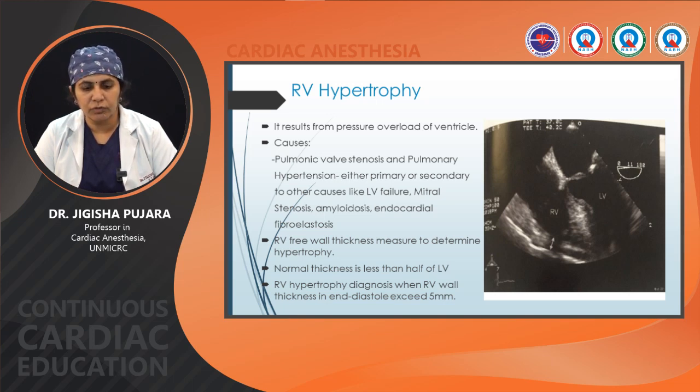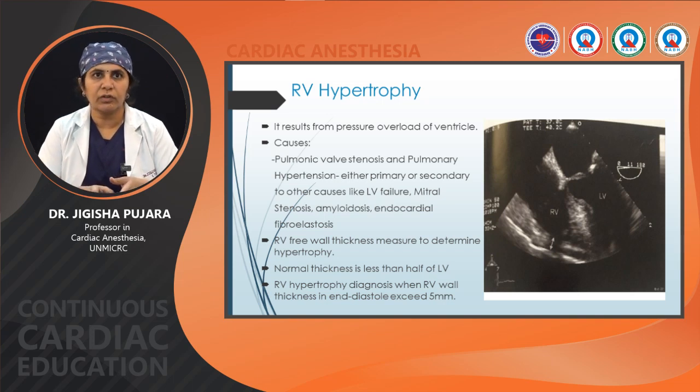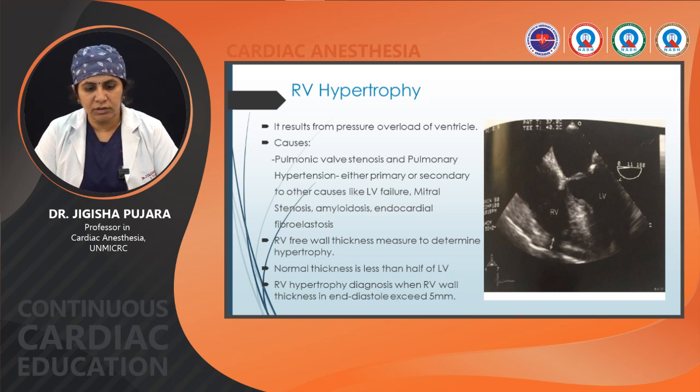Right ventricular free wall thickness is measured to determine hypertrophy. Normal thickness is less than half of the LV wall thickness, and RV hypertrophy is diagnosed when RV wall thickness in end diastole exceeds 5 mm. Here you can see this thickness.